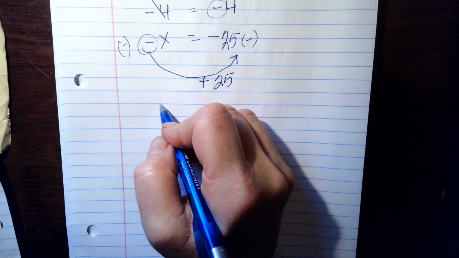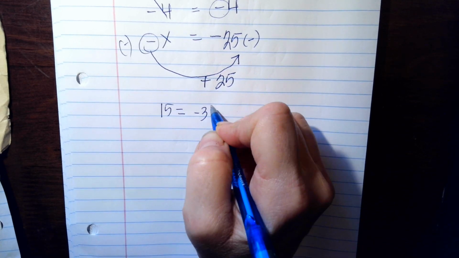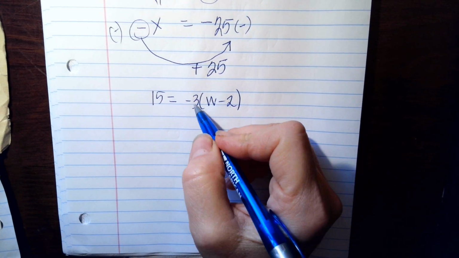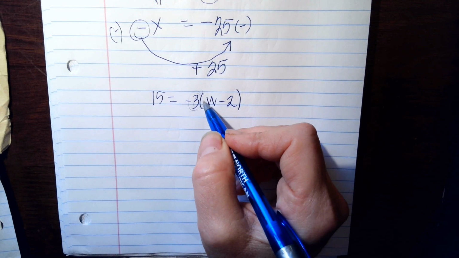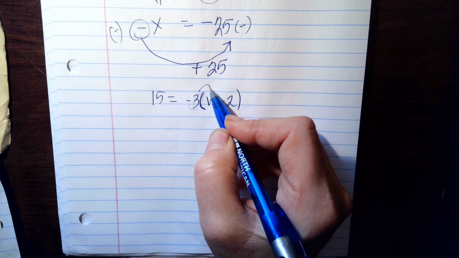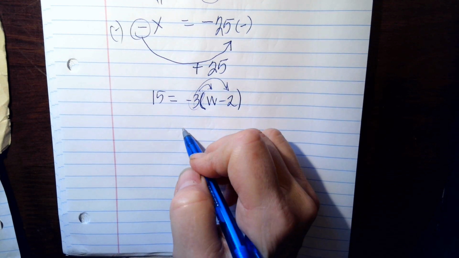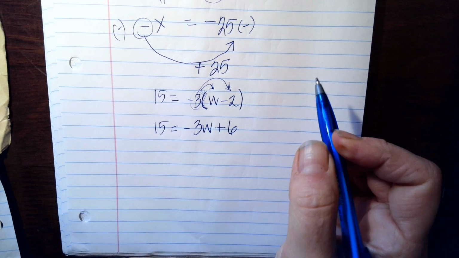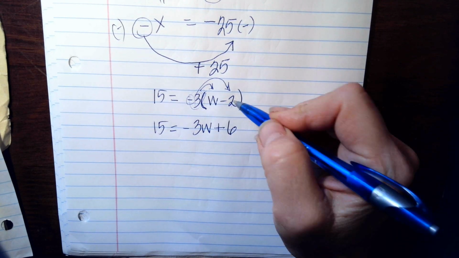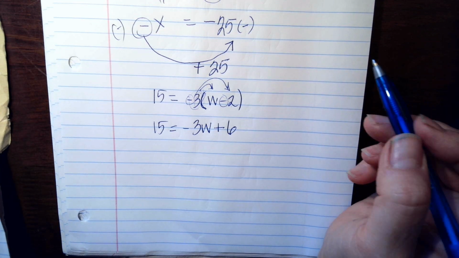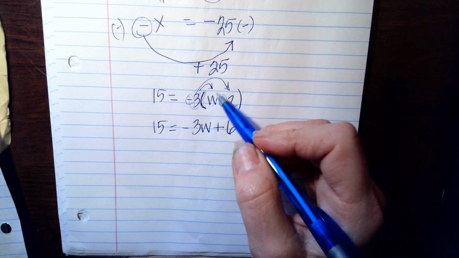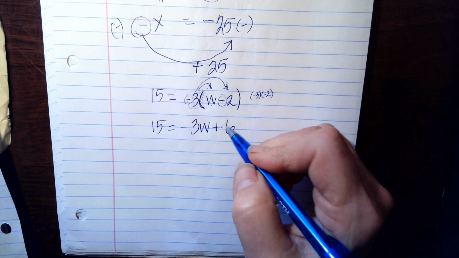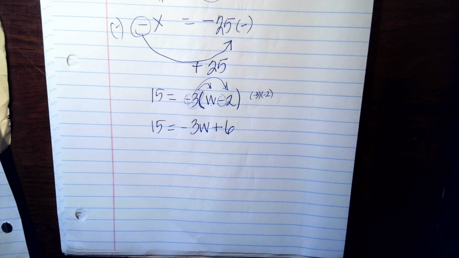Okay, this one is 15 equals negative 3 times (w minus 2). So when you have a number that's touching parentheses like this, that means you have to distribute it out. So this is negative 3w plus 6 equals 15. And the reason why it's plus 6 is that we have a negative here and we have a negative here and we're multiplying. So it becomes negative 3w, and then it becomes negative 3 times negative 2, which is positive 6. Does that make sense to you, honey?